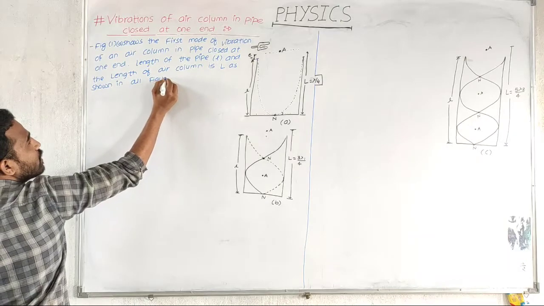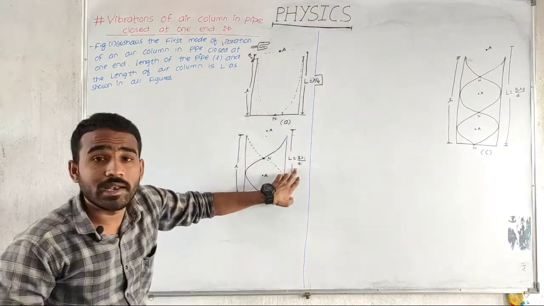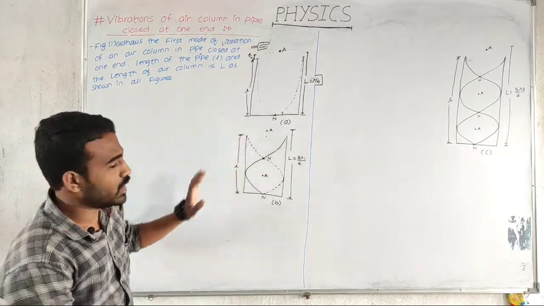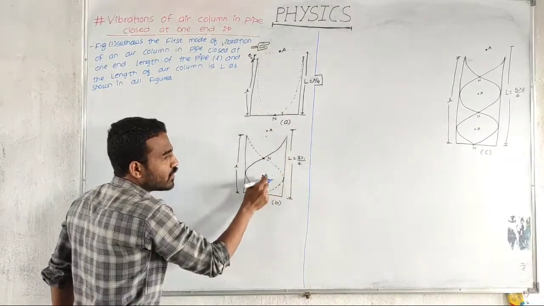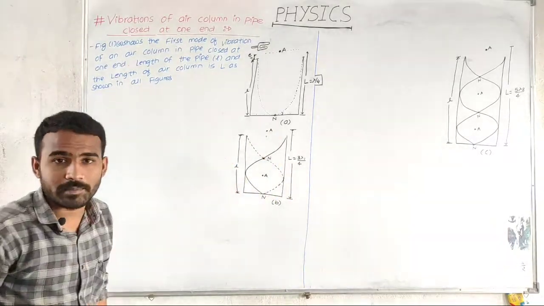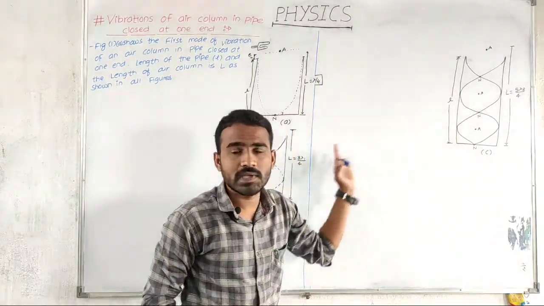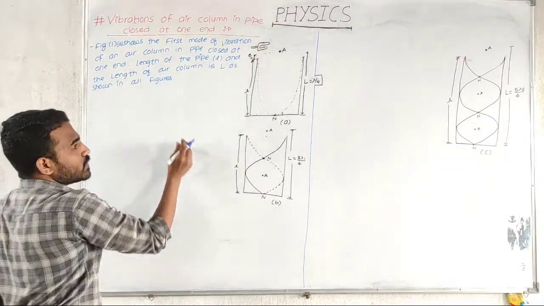In all modes of vibration, capital L is the length of the air column, but small l is the length of the tube. The air column is this part. So L is the length of the air column, and small l is the length of the pipe. In all diagrams we have shown this.